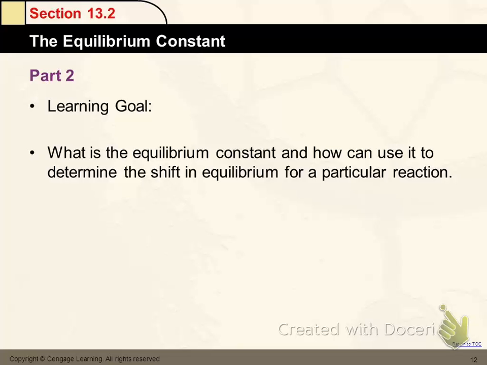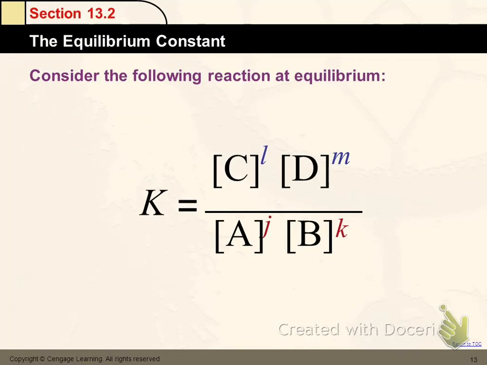Now, our learning goal for today is, what is the equilibrium constant and how can we use it to determine the shift in equilibrium for a particular reaction? So we're always, again, looking forward to how can we actually apply this information. First thing we have to figure out is, what is a reaction at equilibrium, or what is our equilibrium constant going to look like? And we're going to utilize, in this case, a capital K.